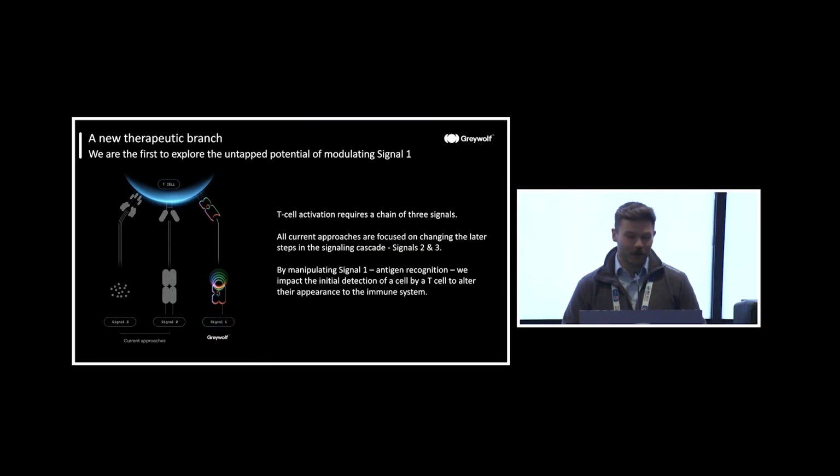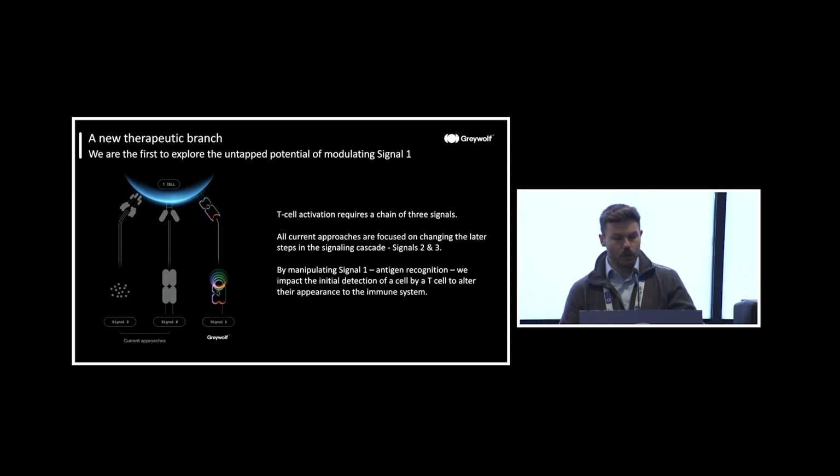So a little bit of background on Greywolf, just before I get started. We are a clinical stage biotech company, and our scientific approach really is to target the signal 1 component of T-cell activation. T-cell activation requires a chain of 3 signals, where most current therapeutic approaches are focused on the latter stages in this signaling cascade.